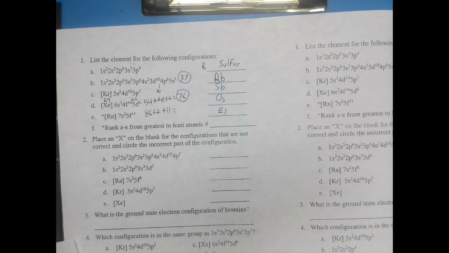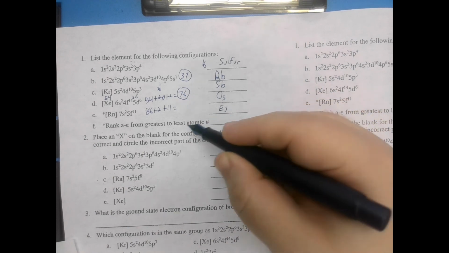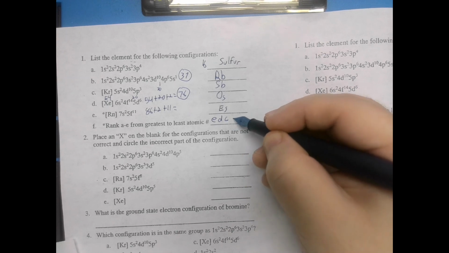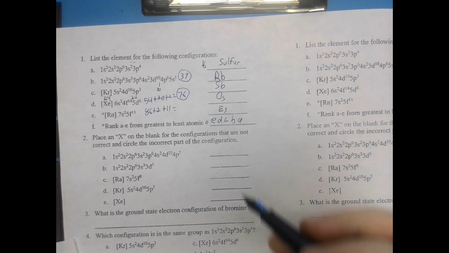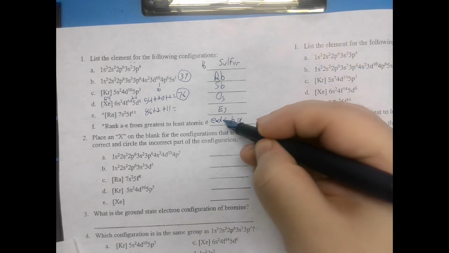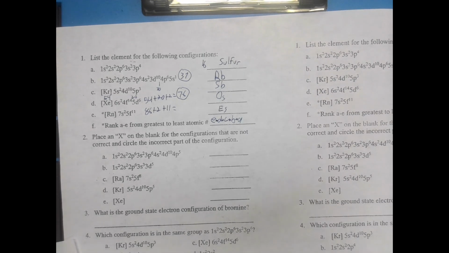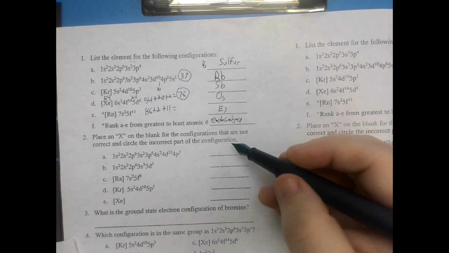As we saw, copper is not correct if you do the Aufbau order because it likes to fill that half shell first. Anyway, from order, it's already in order. So from greatest is E, then D, then C, then B, then A. I should have put arrows. Alright, place an X on the blank configurations that are not correct.